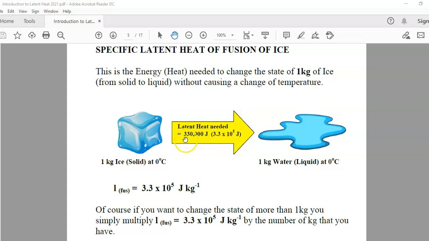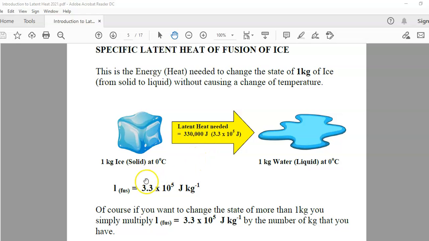So the addition of 330,000 joules of energy to 1 kilogram of ice at its melting point will convert it all into 1 kilogram of water, still at 0 degrees. So this number is the energy needed to change the state of 1 kilogram of ice into water without changing the temperature. So this is known as the specific latent heat of fusion of ice.